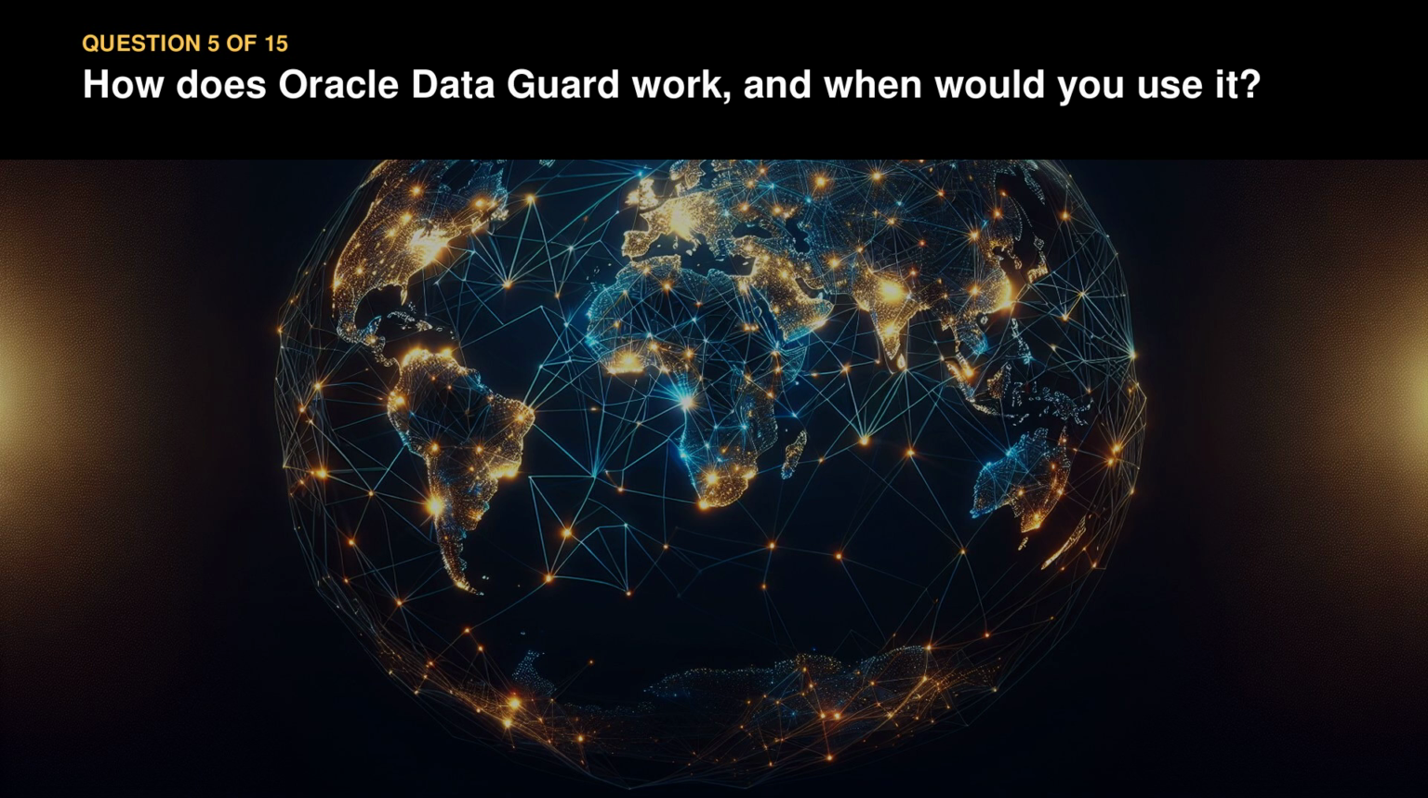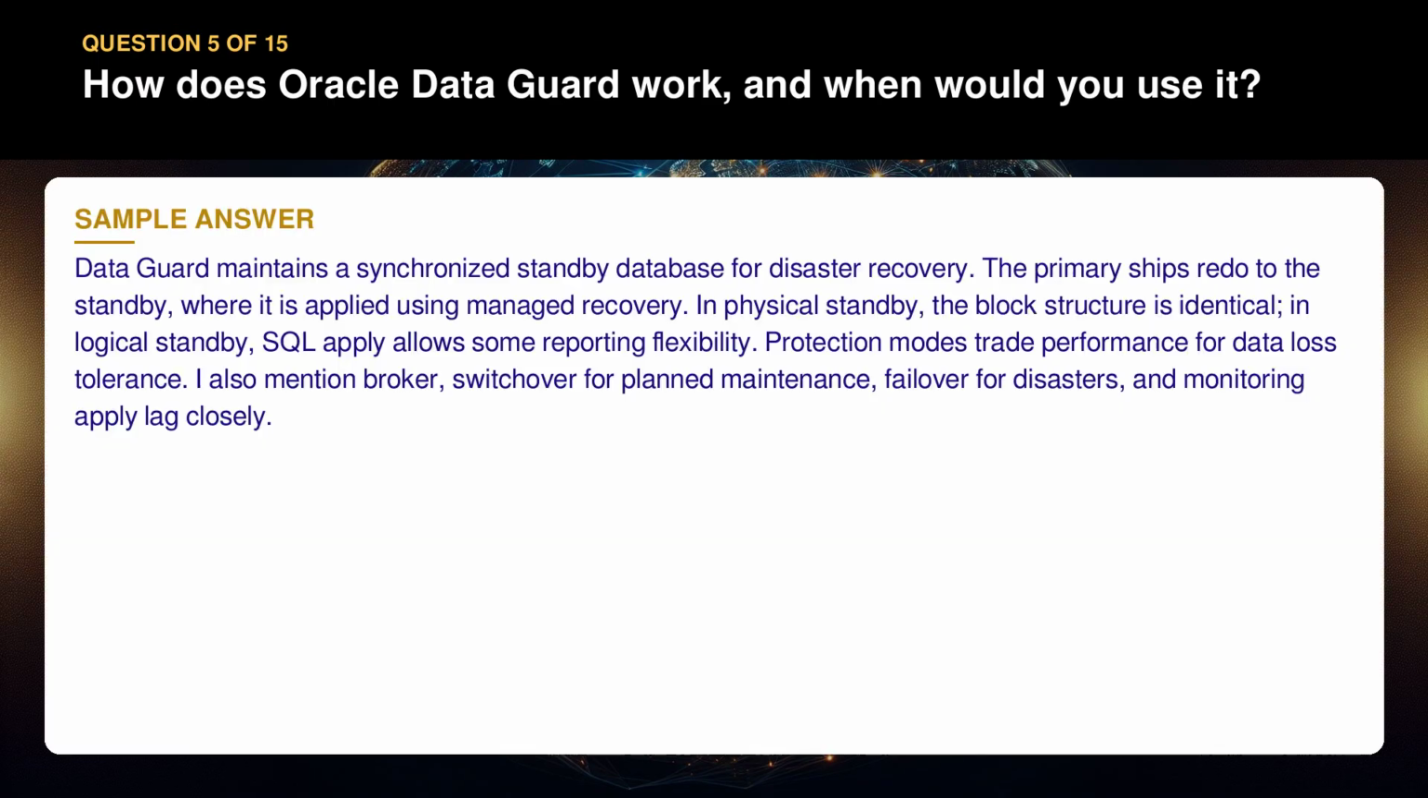Question 5. How does Oracle Data Guard work, and when would you use it? Data Guard maintains a synchronized standby database for disaster recovery. The primary ships redo to the standby, where it is applied using managed recovery. In physical standby, the block structure is identical. In logical standby, SQL apply allows some reporting flexibility. Protection modes trade performance for data loss tolerance.